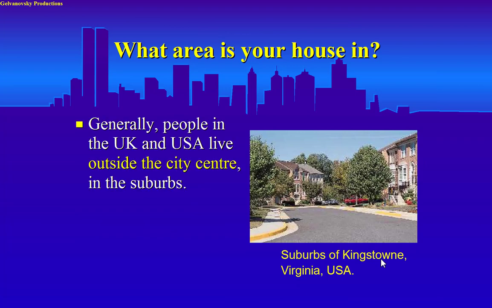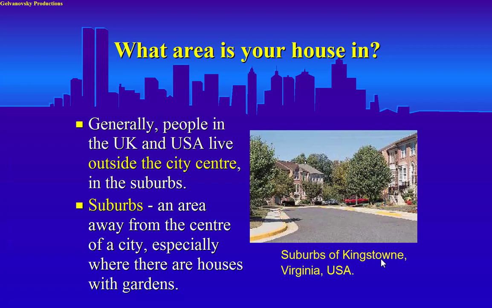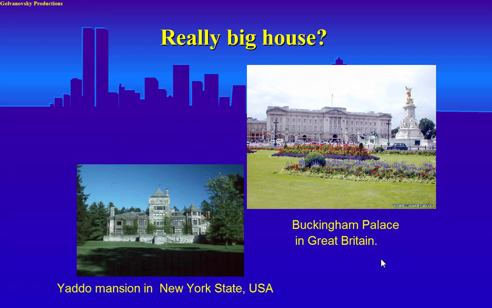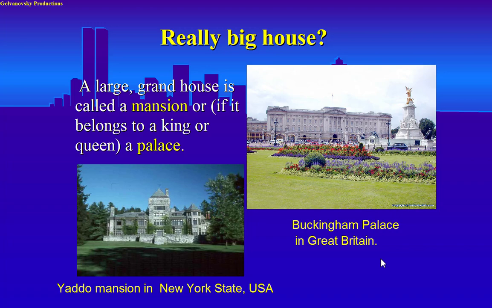Now, the area that your house is located in. Generally, people in the USA and in the UK live outside the city center, in the suburbs. Suburbs is an area away from the center of the city, especially where there are houses with gardens. Now, what if it is a really big house? A large, grand house is called a mansion, or if it belongs to a king or a queen, a palace.